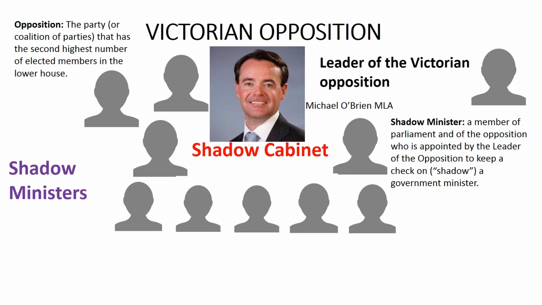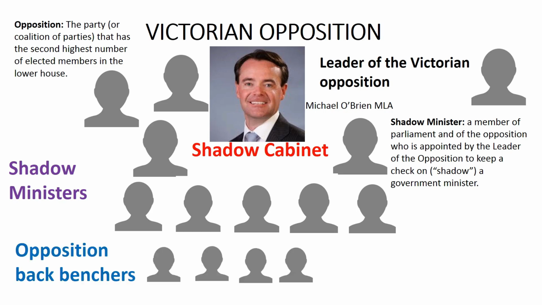Of course, there are also other members of the Victorian opposition. They've been elected to the Victorian Parliament, either in the Legislative Assembly or the Legislative Council, but they have not been appointed as shadow ministers. These people are called opposition backbenchers.